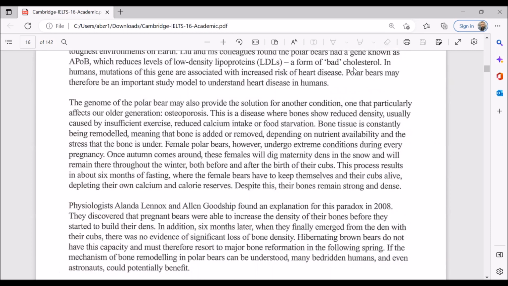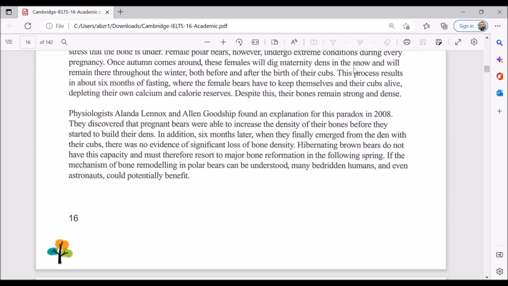Once autumn comes around, they are talking about autumn, not the spring. These females will dig maternity dens in the snow and will remain there for 6 months. Throughout the winter, winter is there, autumn is there, not the spring. Maybe the information goes towards not given. But okay, after 6 months of fasting, the female bear has to deplete her own calcium. All right, bones remain strong and dense. Let's move on to paragraph number 4.